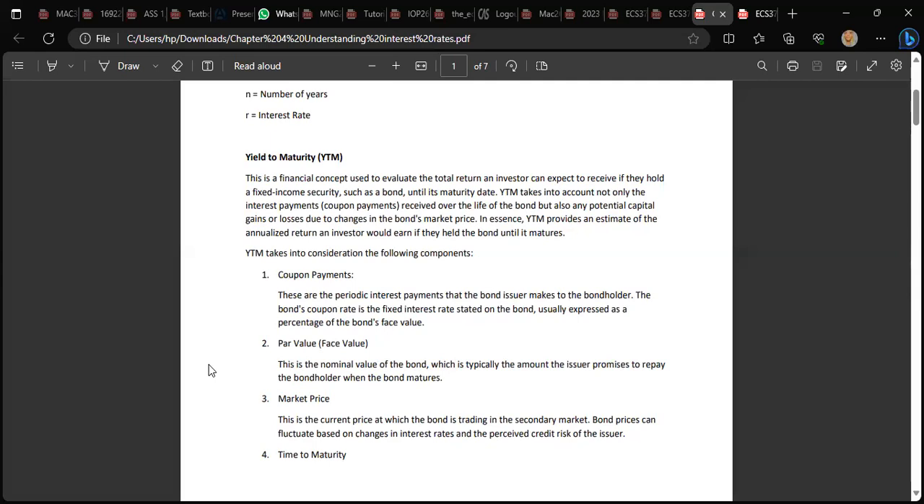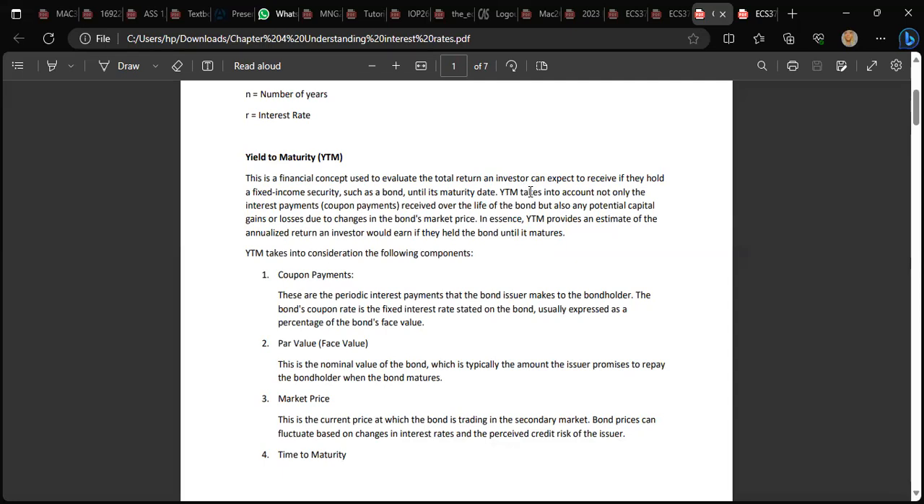A very important concept, because we are basically dealing with investments when we talk of interest rates, is the yield to maturity. It is important for many reasons, which I listed down there, and we'll get to them now. This is a financial concept used to evaluate the total return an investor can expect to receive if they hold a fixed income security, such as a bond, until its maturity date. We make quite a lot of reference to bonds here, which are representative of this type of asset that comes with contractual, periodic cash flows.